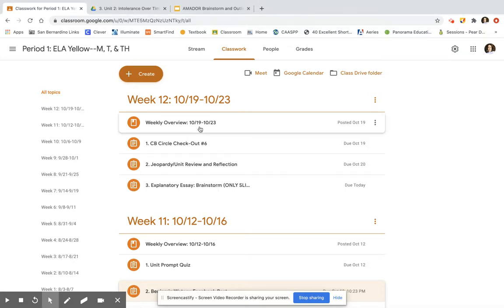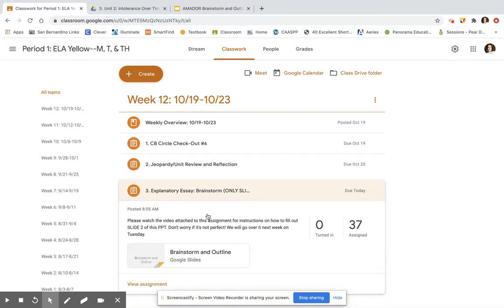All right, the assignment is underneath week 12. It's assignment number 3. It says explanatory essay brainstorm, and it says only slide 2. So the instructions say, please watch the video attached to this assignment for instructions on how to fill out slide 2 of this PowerPoint. Don't worry if it's not perfect. We will go over it next week on Tuesday. When we go over it, I'm not going to reteach it because I'm making this video right now, so this is me teaching it. On Tuesday, I'll just go over any questions you might have. The video is not attached yet because I'm making it right now.